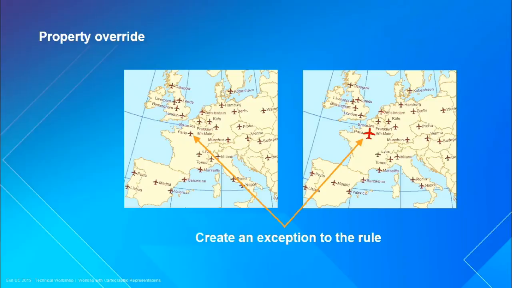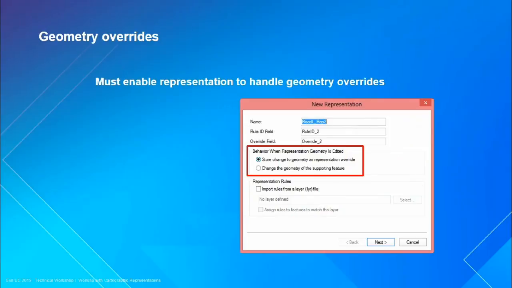So again, very simple example to get your head around an override. Here we have airplane symbols, and Paris shows a larger symbol in a different color. That's just a very basic example of an override. So we still have the same rule. Paris is being drawn with the same rule as all the other cities. It's just we've made it override to the size and the color in this example.